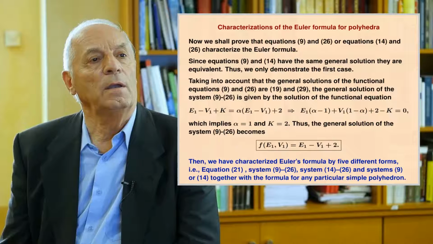Taking into account that the general solutions of the functional equations 9 and 26 are 19 and 29, the general solution of the system 9 and 26 is given by the solution of the functional equation in the slide, which implies the equation on the right. Finally, alpha equal to 1 and k equal to 2. Thus, the general solution of the system 9 and 26 becomes the Euler formula for polyhedra. Then we have characterized the Euler formula by 5 different forms, that is, equation 21, system 9 and 26, system 14 and 26, and systems 9 or 14 together with the formula for any particular simple polyhedron.